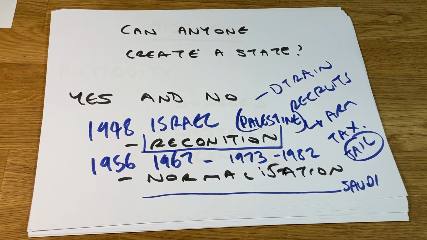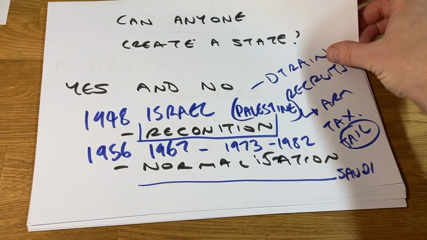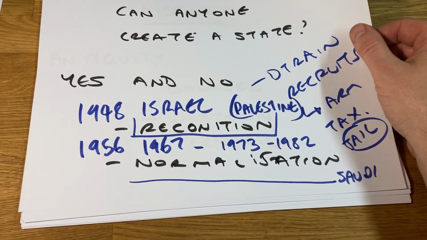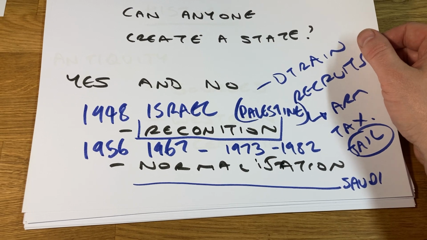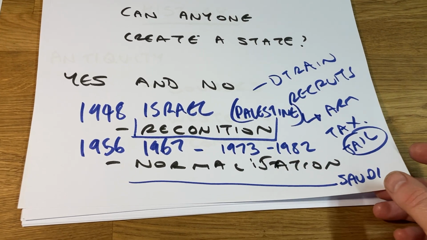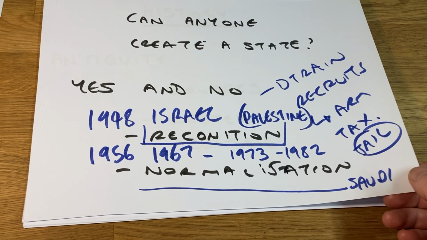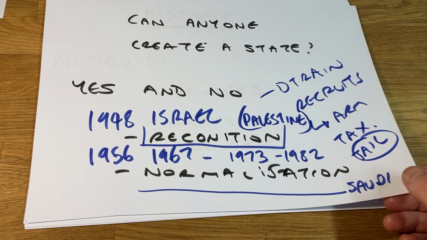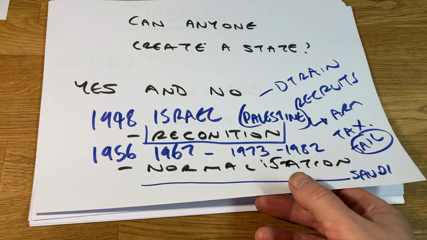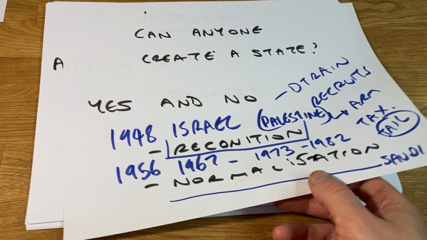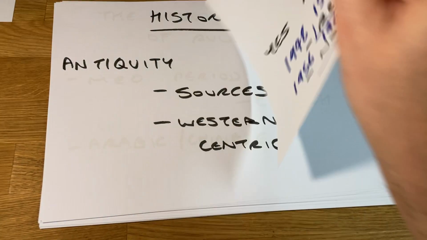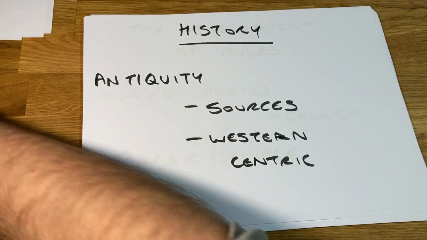And various states are now on the verge of recognising it, although whether that happens now because of the actions of Hamas is debatable. But just to show you that states can be created, they can be created via war, they can be recognised, and they can become real entities within the United Nations, where Israel does have a seat at the United Nations.